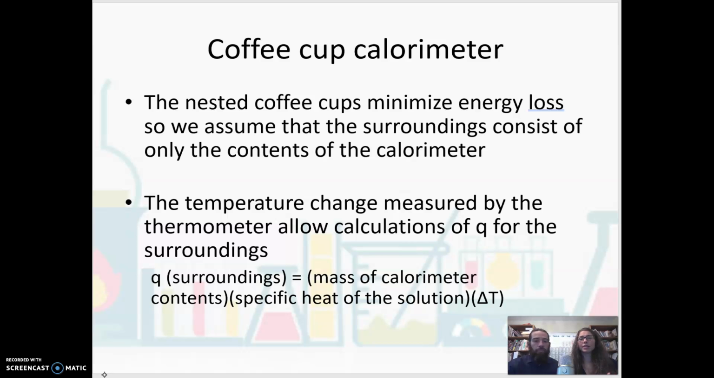So the heat that the surroundings either absorb or give off is equal to the mass of the contents of the calorimeter, the specific heat, and the delta T. So Q equals m c delta T. So the Q of the change within it equals the Q that's absorbed or emitted from the surroundings. So system equals surroundings, for the heat lost equals heat gained.